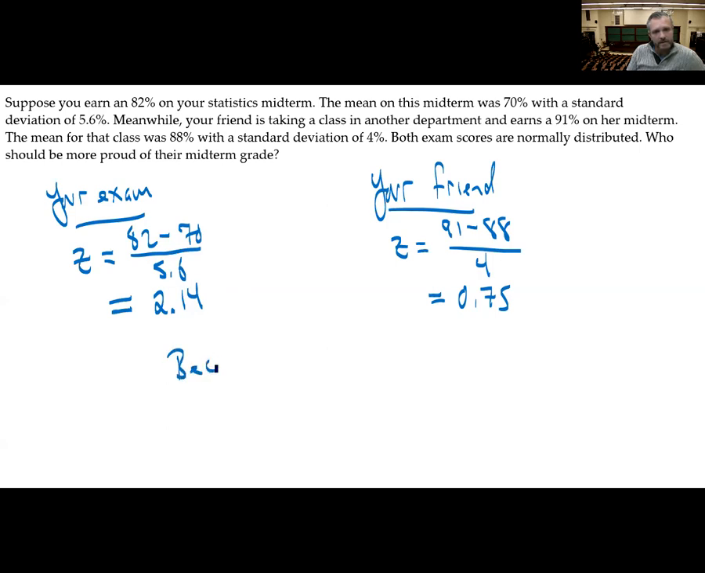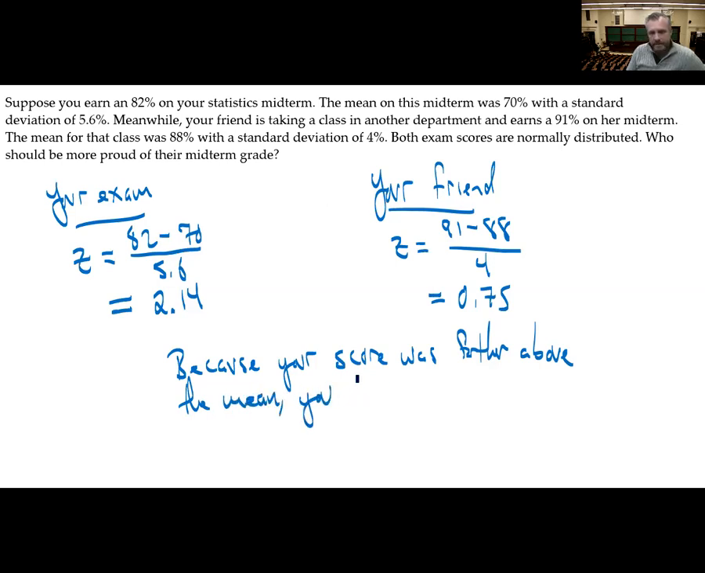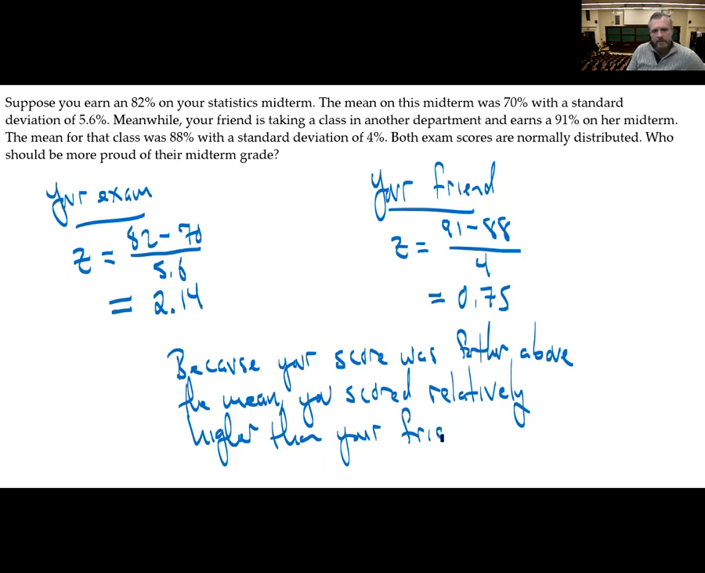Because your score was farther above the mean, even though you got a B and your friend got an A, you scored relatively higher than your friend. Your friend's going to look around the class and have a lot more people that are within or near her grade.